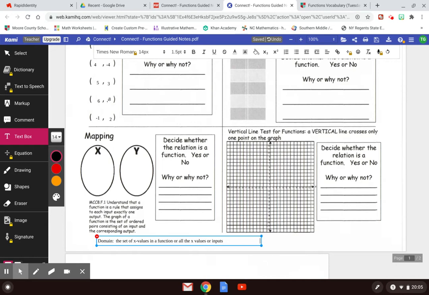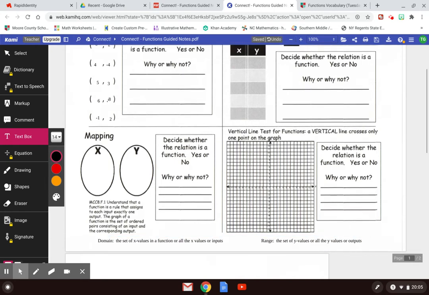Then the other thing we have is what we call the range. And the range is the set of y values, or all the y values or outputs. Okay, so these two words here, domain and range, will be with you for the rest of your math career. And you learned it here first in Math 1.